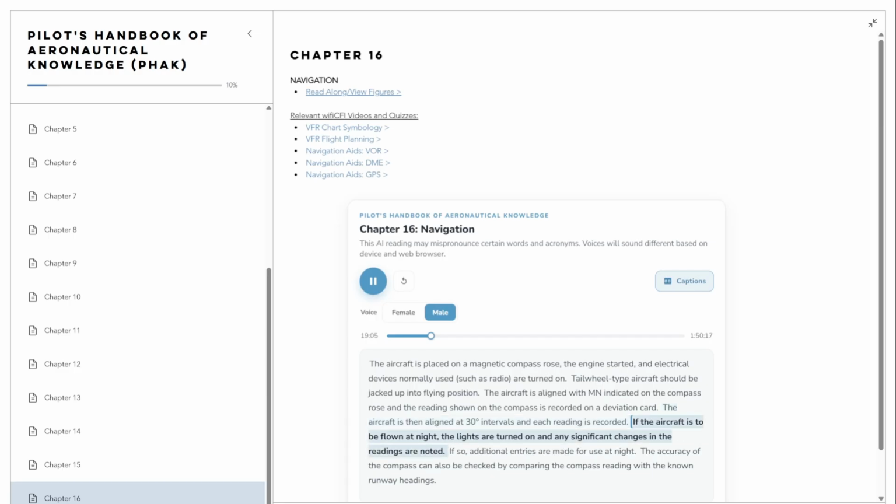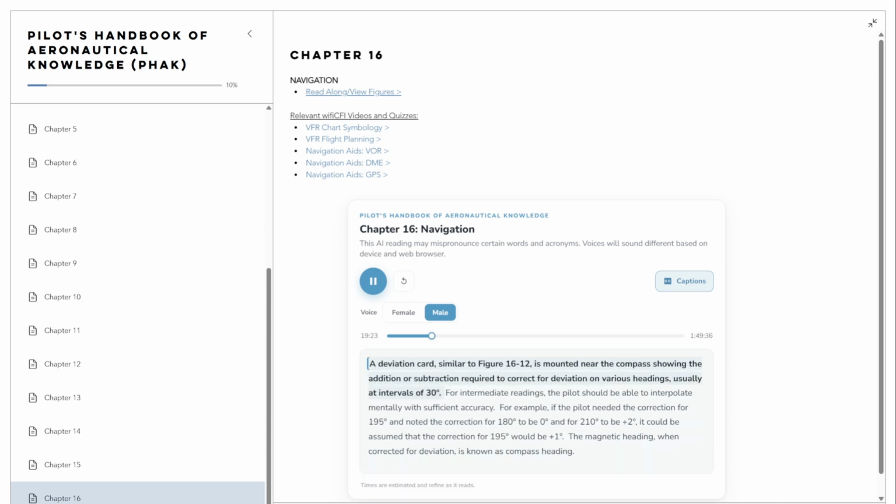If the aircraft is to be flown at night, the lights are turned on and any significant changes in the readings are noted. If so, additional entries are made for use at night. The accuracy of the compass can also be checked by comparing the compass reading with the known runway headings. A deviation card, similar to Figure 16-12, is mounted near the compass showing the addition or subtraction required to correct for deviation on various headings, usually at intervals of 30 degrees.